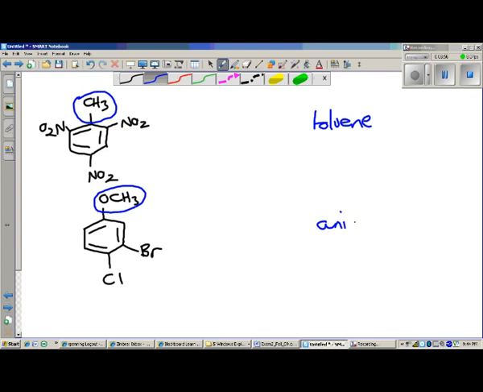Got to be careful with anisole. It sounds a little bit like a rude word, because I didn't just say that. Anisole. Toluene here, and then we just do figuring out where everything else is.